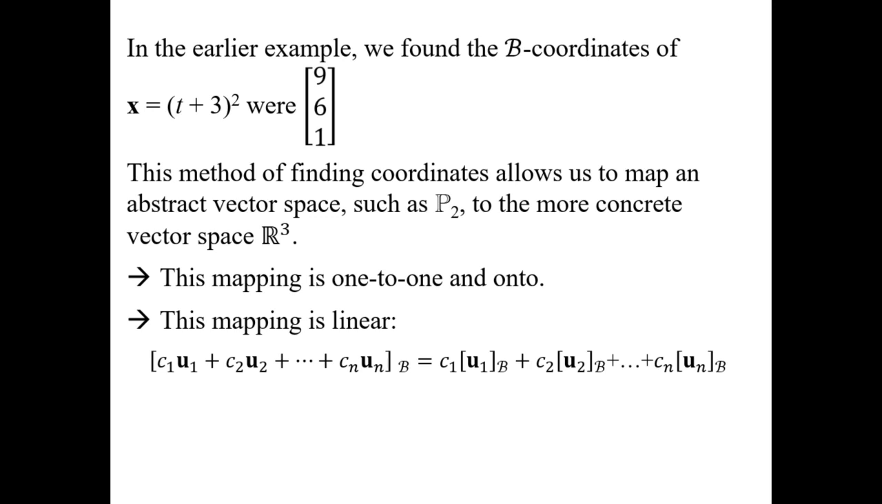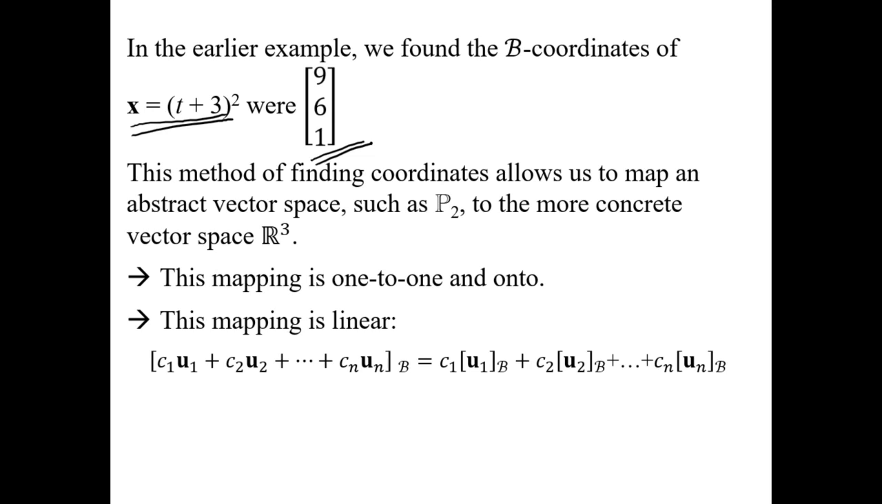So in this example, we found the B coordinates of x, and we found that it was this vector 9, 6, 1. So this method of finding coordinates allows us to map an abstract vector space like P sub 2 to the more concrete vector space R cubed. So that's interesting. Right away, this idea of coordinates lets us link this vector in this abstract vector space to this vector that's in R3.